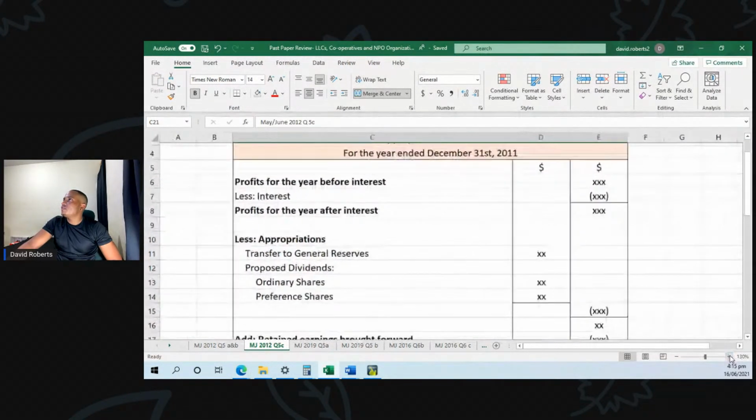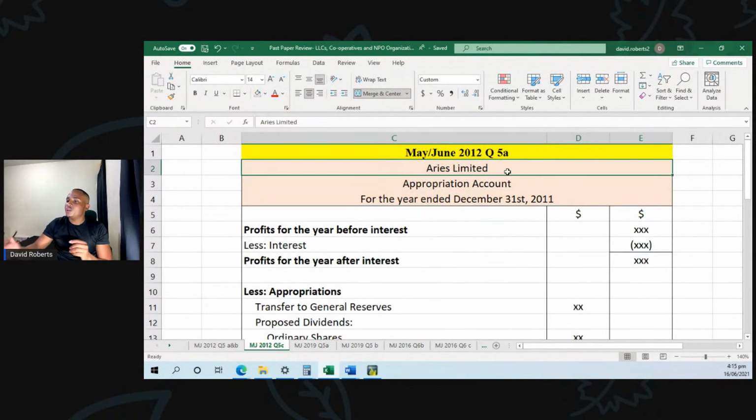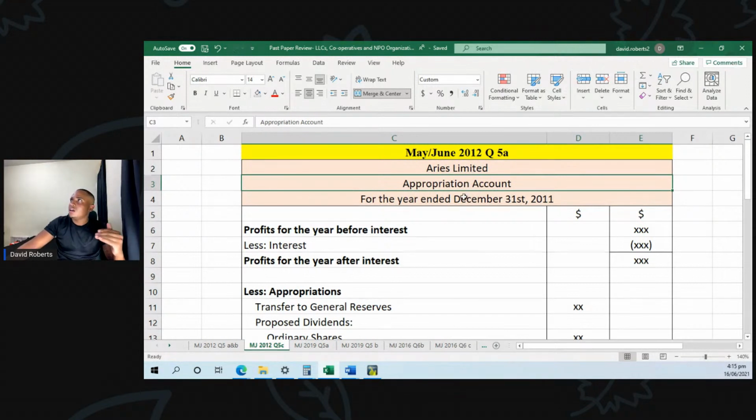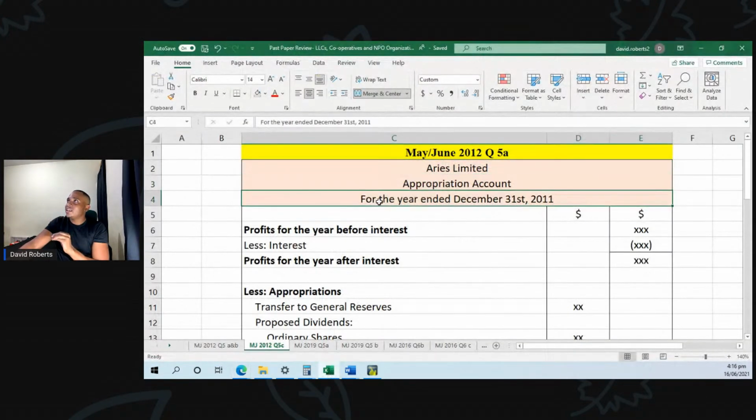So first, let's look at the format of the appropriation account and understand how it works. First, you must always put the name of the business. Always. After that, you must put appropriation account for the year ended, with the date given. In every single question, whether it's appropriation account, current account, income statement, or statement of financial position, they will give you the information that you must put as the heading. That is easy marks that you could either gain or lose.